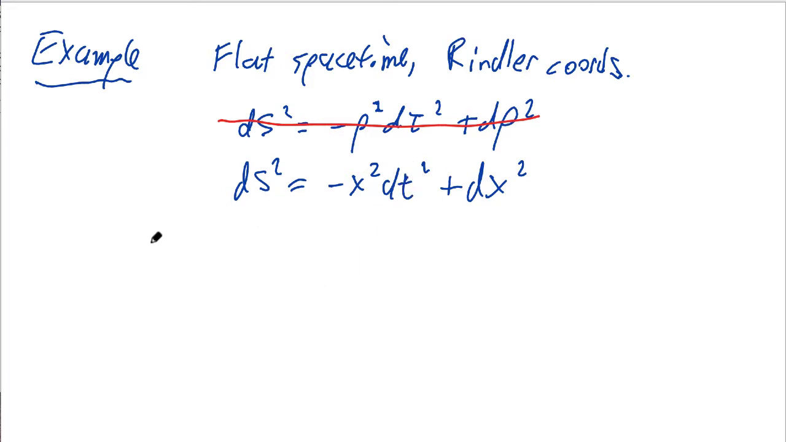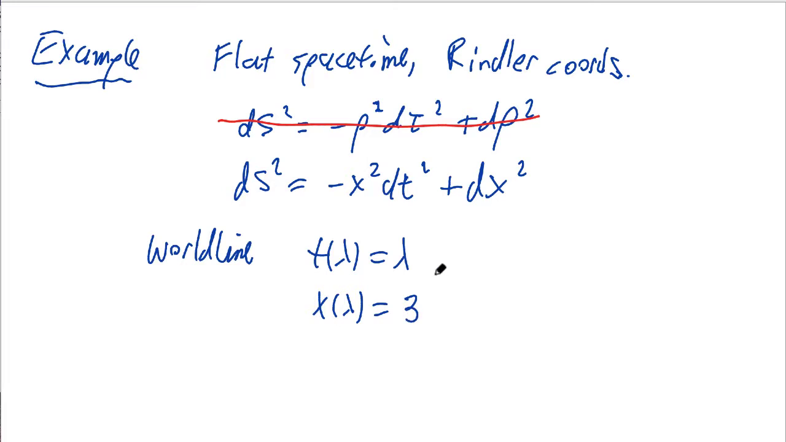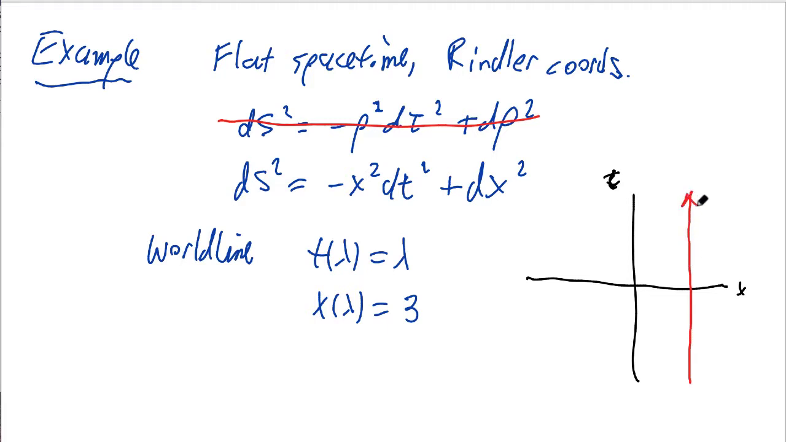And let's take a world line. Let's take a simple one. Let's say t of lambda is lambda, and x of lambda is just a constant. Pick any number, let's say 3. So in terms of these coordinates, this is the x, t plot. This world line is just a constant in x.